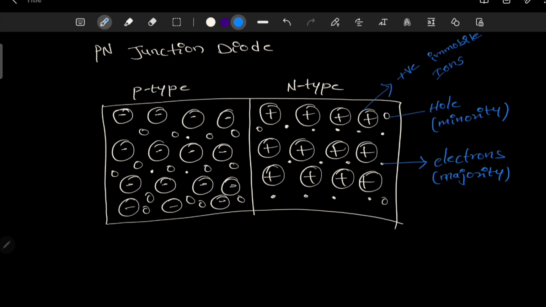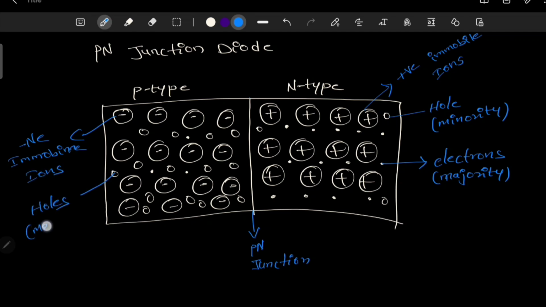In the middle of this we have the junction, which is known as the PN junction, or we can call it the semiconductor diode junction, or simply the junction. And coming to P type, these are the negative immobile ions. It will form negative immobile ions by accepting the electron, and these are the holes which are majority charge carriers in the P-type, and these are the electrons which are minority charge carriers. To understand this clearly, just see that video so you can get some clarity about it.